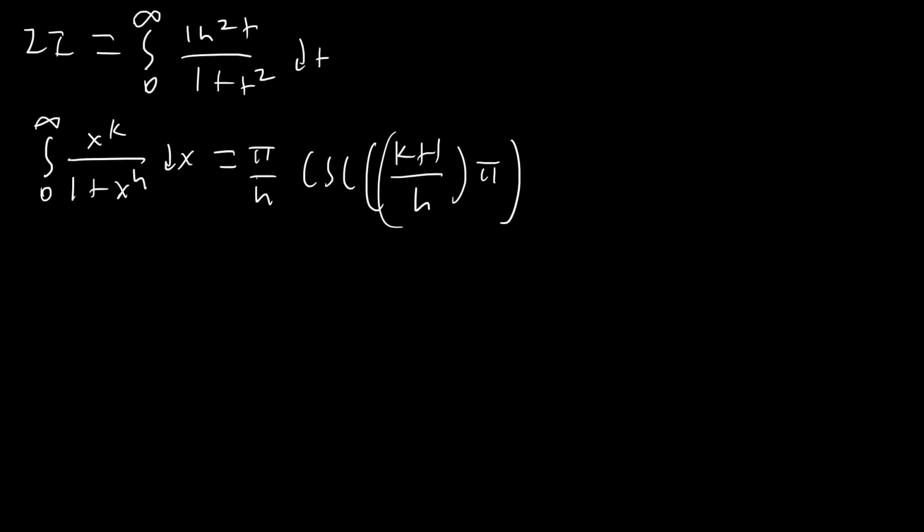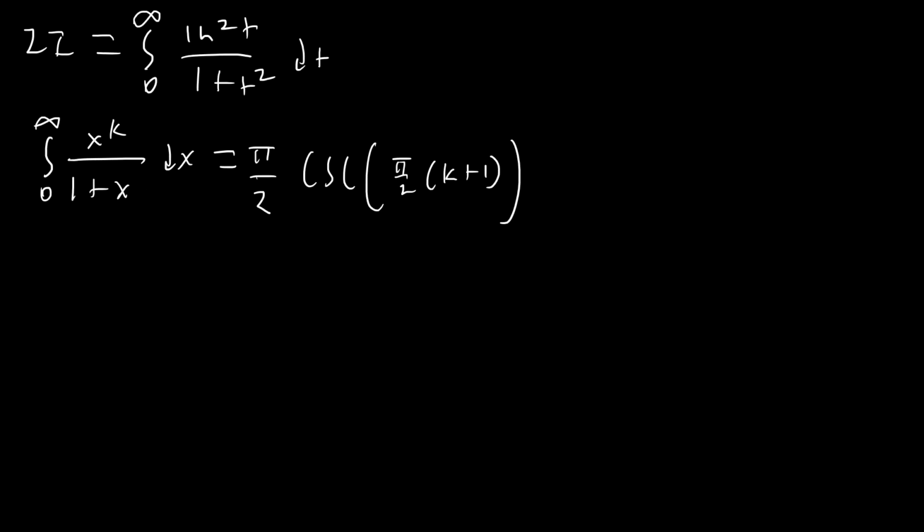Now, in this case, we have n equals 2. So let's go ahead and just plug that in right now. This is going to be pi over 2. And I can just write this as k plus 1 times pi over 2. Now, of course, in this case, we're going to have k equals 0 since we don't have a power of t in the top. But before we do that, we want to introduce that ln squared.